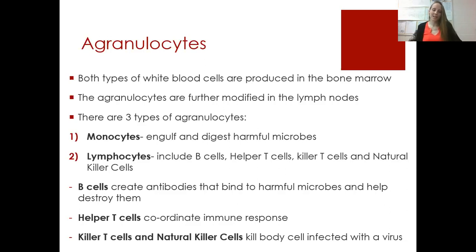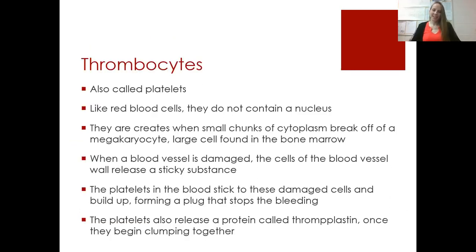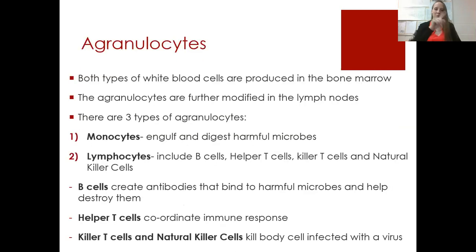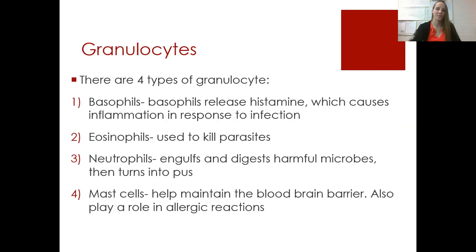The helper T cells are kind of like the quarterback of the immune system. They coordinate everything that's happening, calling all the shots. And then you have killer T cells and natural killer cells, which, as the name suggests, kill things. Essentially, if one of your cells is infected, it will kill that cell. And then, by the way, we are going to come back to all of this in a later lesson. I think it's the next lesson, actually.